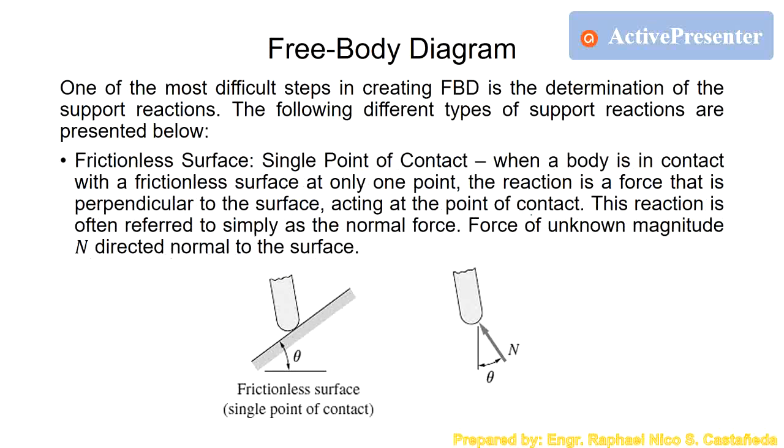The next one is the frictionless surface, or single point of contact. This is a single point of contact between the surface and the body. When the body is in contact with a frictionless surface at only one point, the reaction is a force that is perpendicular to the surface. Acting at one point, which is the point of contact, this reaction is often referred to simply as the normal force.